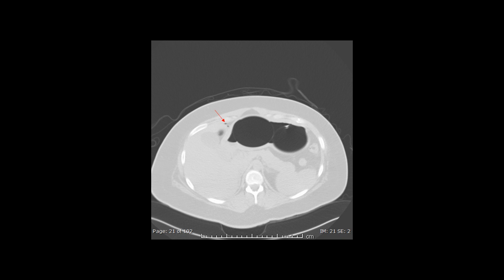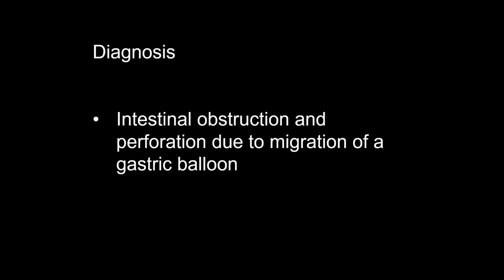Laparoscopic balloon extraction through the ileal perforation was done. The perforation was closed and peritoneal lavage and drainage were performed. The other 2 gastric balloons have been removed. And the final diagnosis is intestinal obstruction and perforation due to migration of a gastric balloon.